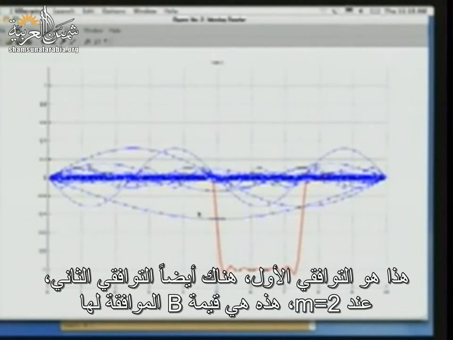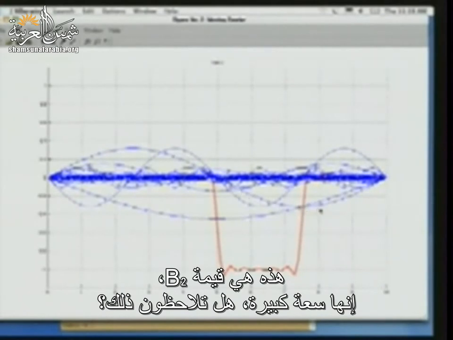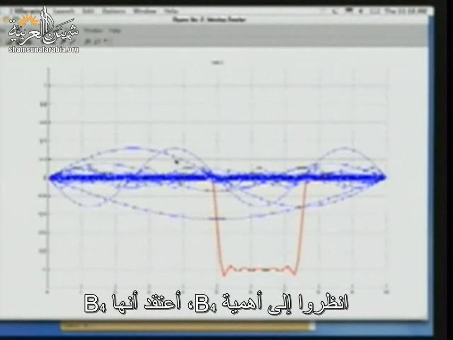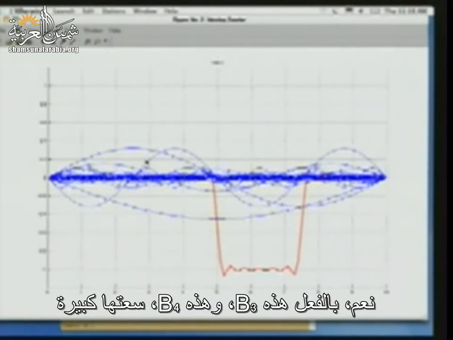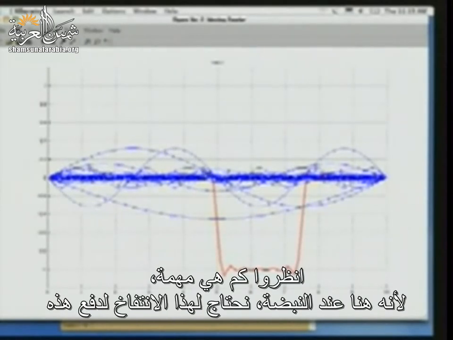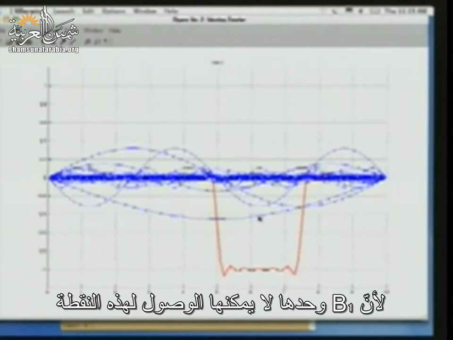M equals 2 has a B value. Here it is. This is the B2 value. Large amplitude, you notice that? And look how important B4 is. I think this is the B4 value. Yes, indeed. Here is the B3. This is the B4. Has a huge amplitude. And look how important it is, because right here where the pulse is, you need this bulge to push this further out, because the B1 alone cannot reach that point.